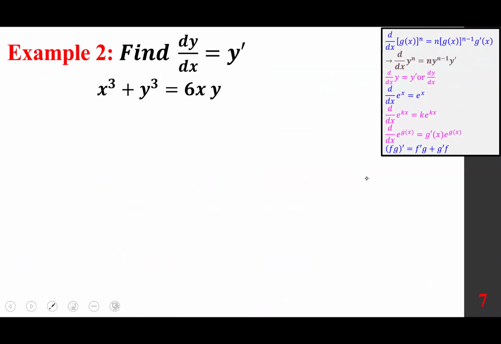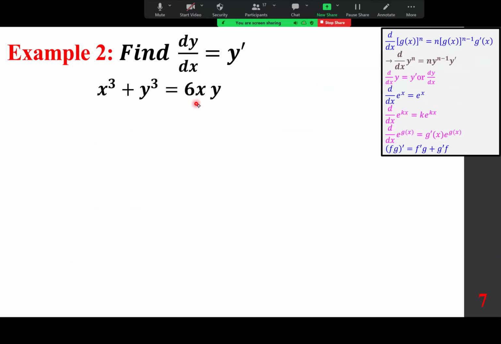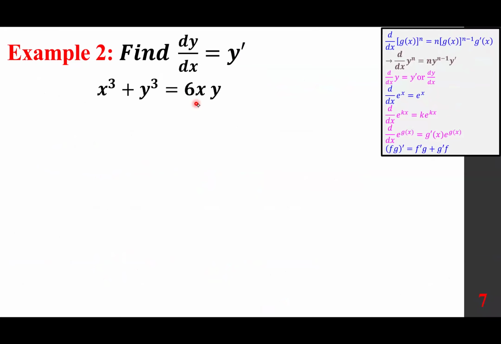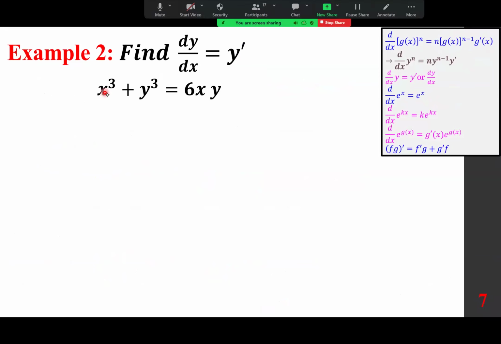Find dy/dx or y prime when x cubed plus y cubed equals 6xy. We are going to differentiate implicitly, as you can see. Solving for y is near impossible. And so x cubed gives you 3x squared.